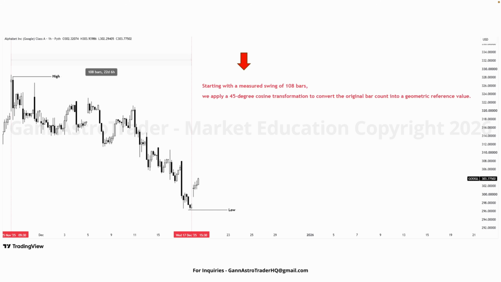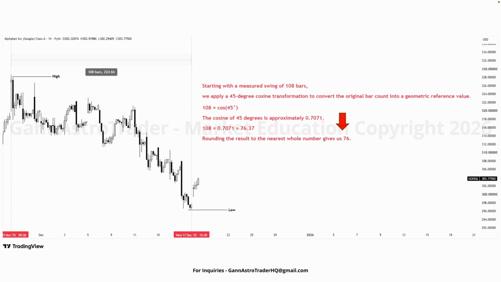Now, let's complete the calculation. The cosine of 45 degrees is approximately 0.7071. So we take 108 multiplied by 0.7071. That gives us approximately 76.37. When we round that to the nearest whole number, we get 76. So our original time measurement of 108 bars has now been transformed into a geometric reference value of 76. This is the number we're going to carry forward into the Gann numerical grid.